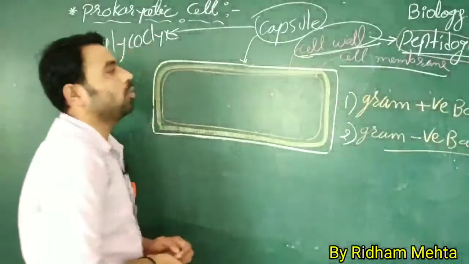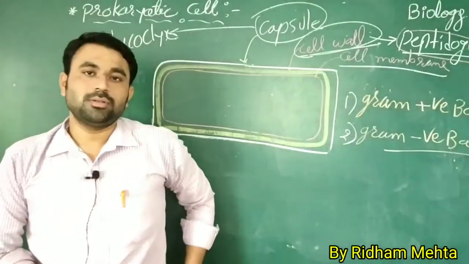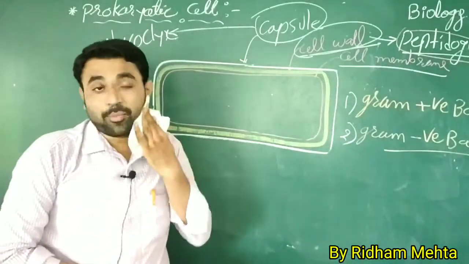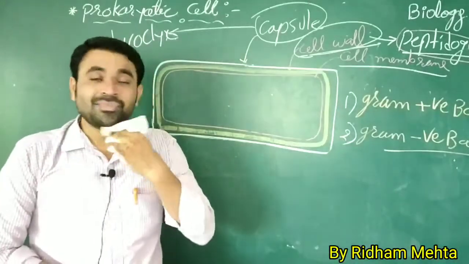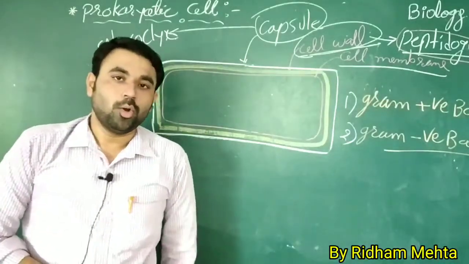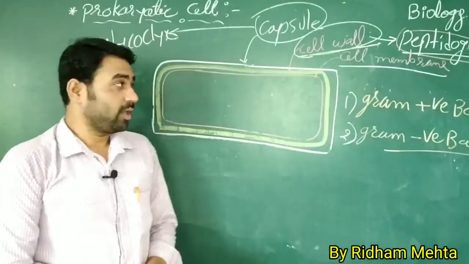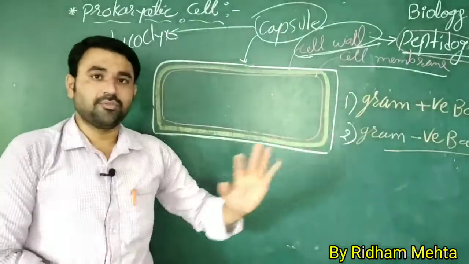So according to cell wall staining, there are two types of bacteria. One is gram positive bacteria and the other is gram negative bacteria. So gram positive and gram negative bacteria. We stop here. This is enough for this day.